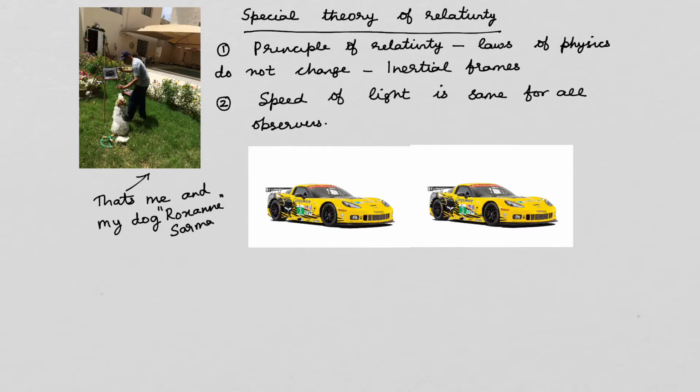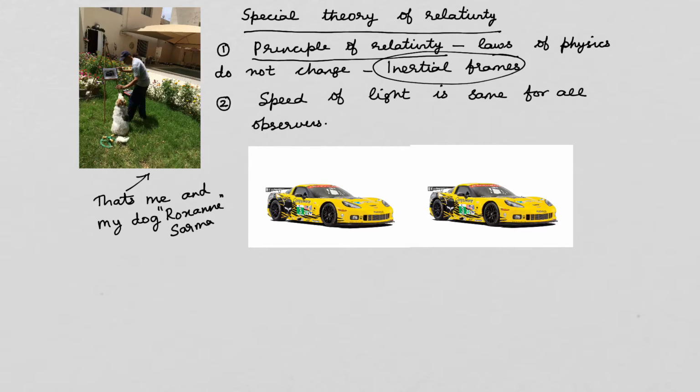The idea is actually based on two main concepts. One is called the principle of relativity. So the principle of relativity, as you can see, let me underline it for you here. This says that the laws of physics do not change on inertial frames. Now, what are inertial frames? These are non-accelerating frames, or frames which travel with a uniform speed. The speed of light is same for all observers.